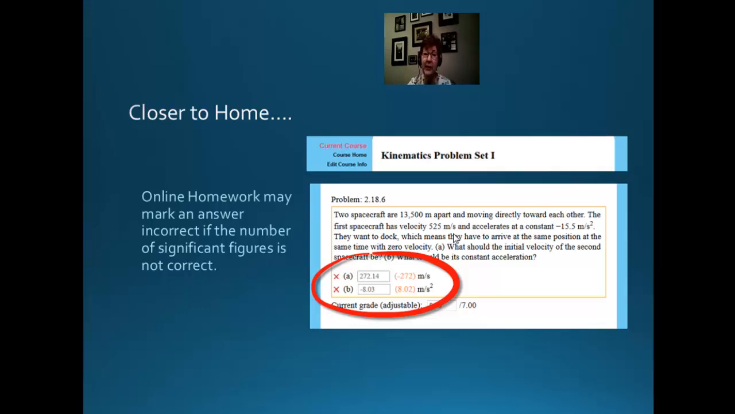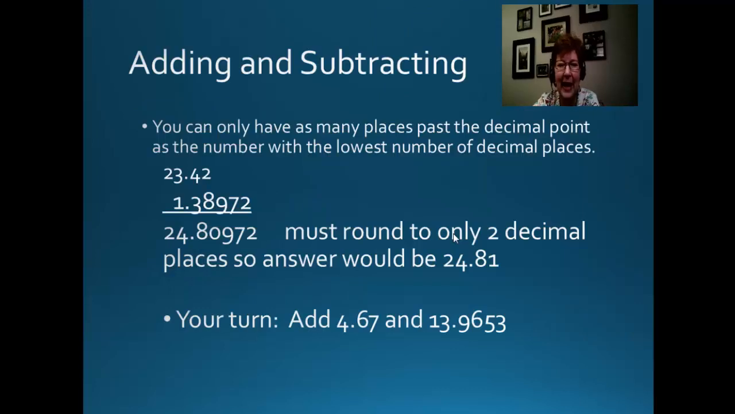Okay, if we know how to identify significant digits, now we need to be able to do it when we do mathematical operations. So let's look quickly at the 2 rules you'll need. For adding and subtracting, you can only have as many places past the decimal as the number with the lowest number of decimal places. So if I add these 2 numbers together, 23.42 added to 1.38972, add them up and I get 24.80972. Well, my rule says I can only have as many places past the decimal as the number with the lowest number of decimal places. So that would be this number right here that only has 2 places past the decimal. So I would need to round this to 24.81.